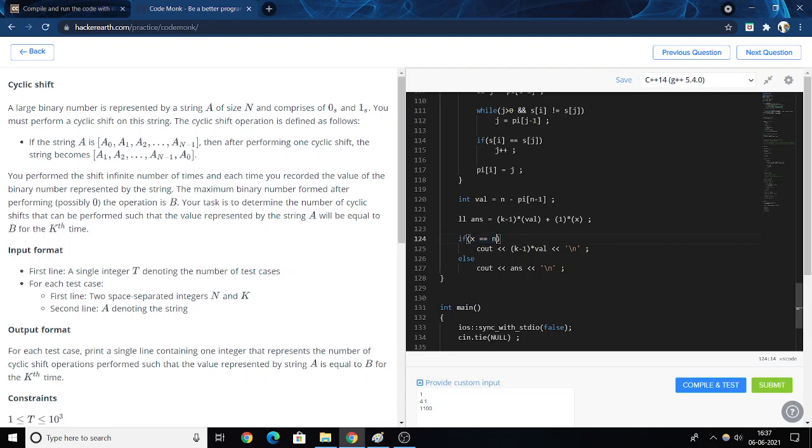If x is equal to n, so this is how I wrote my code. It's just implementation. x equal to n means that the string was already maximized, so we never had to perform any operation. So the answer would be just k minus 1 times val.